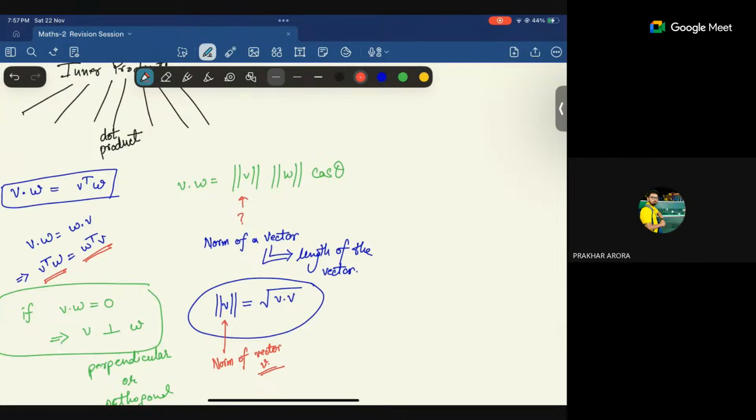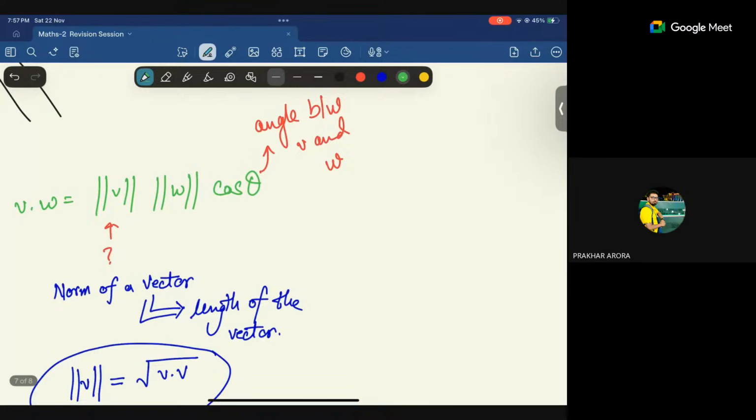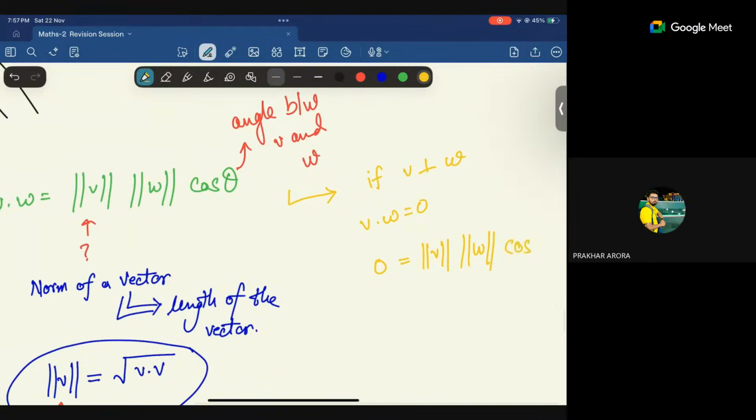Now I'm trying to remember what the next thing is. Theta. This theta is the angle between v and w. Let me quickly do this. I said if v is perpendicular to w, then v dot w is equal to 0, right? That implies 0 is equal to cos theta. Now the lengths of the two vectors cannot be 0.